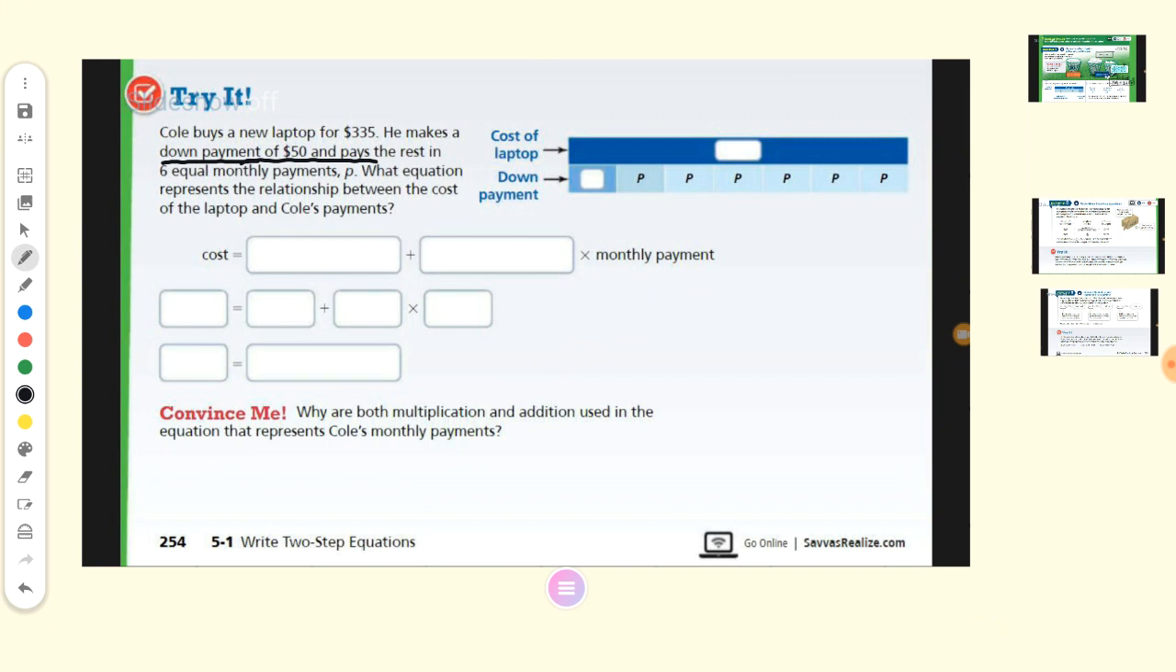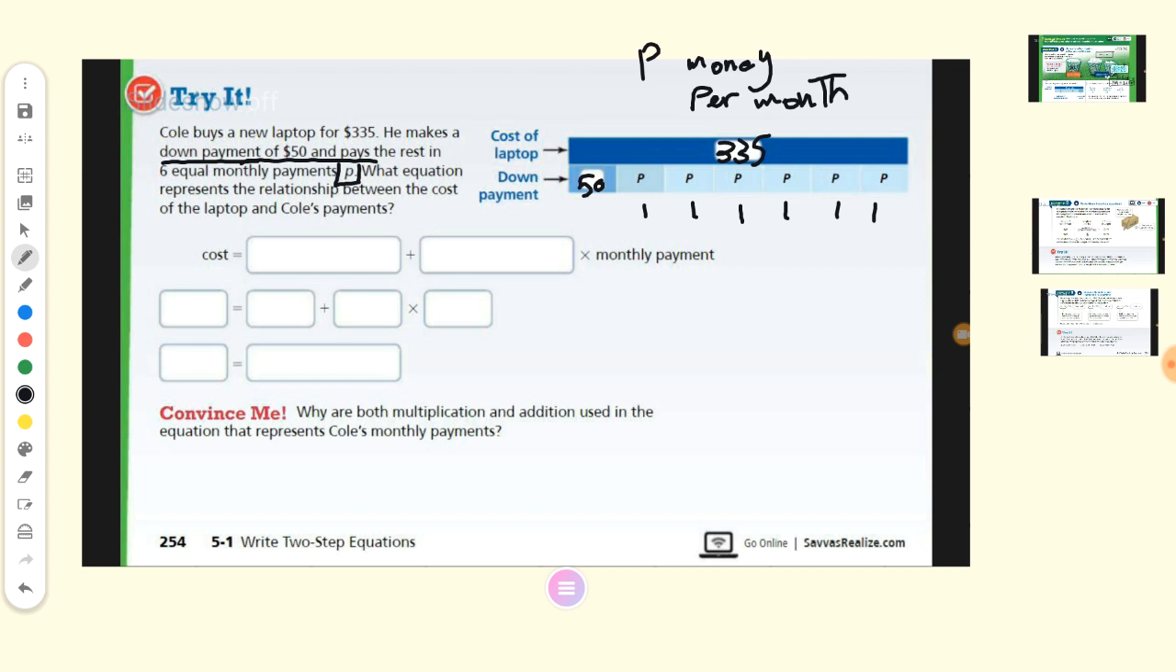And the rest, what about the rest? He will pay the rest in 6 equal monthly payments, P. I don't know the amount he should pay each month, so I will call it P. So P is the amount of money that should be paid per month. And how many months do I have? It's 6. So 6 times P, plus what? The down payment, 50, to pay the whole amount, which is 335.